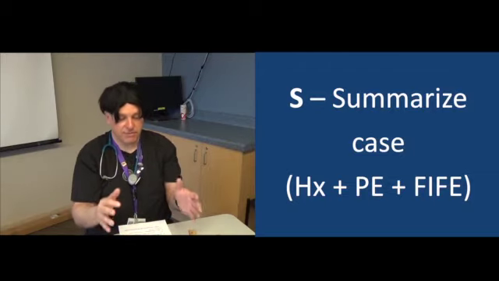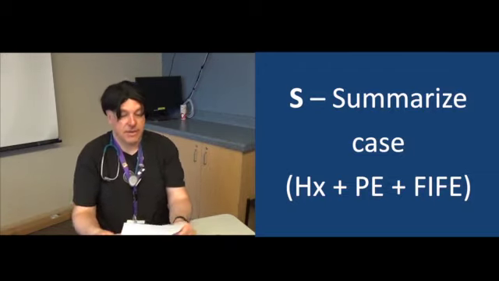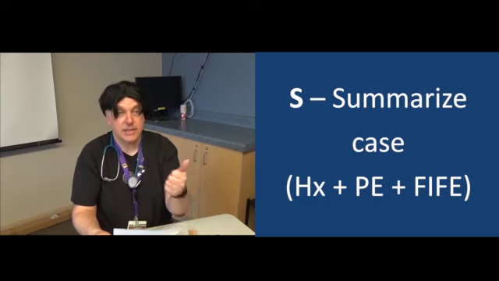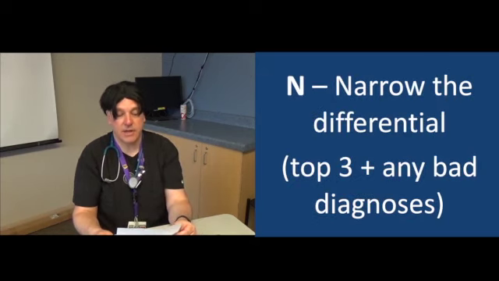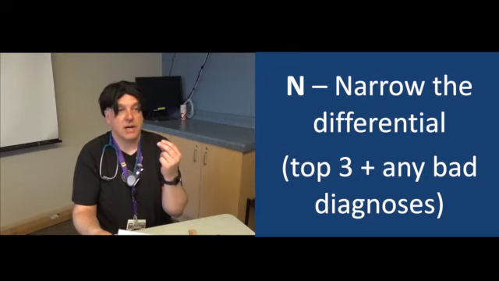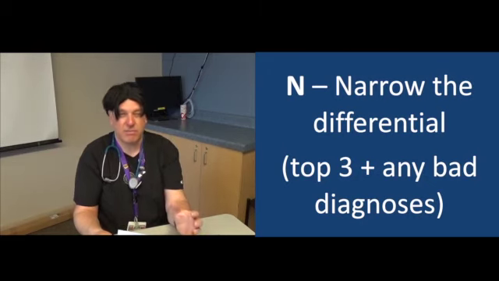So my differential, so again, for the N, I've summarized the case. N is narrow the differential: top 3 and any bads. Okay, so my differential at this time would be dysfunctional uterine bleeding, and to be more specific, I would say endometriosis could be the cause, and maybe a fibroid or a polyp.